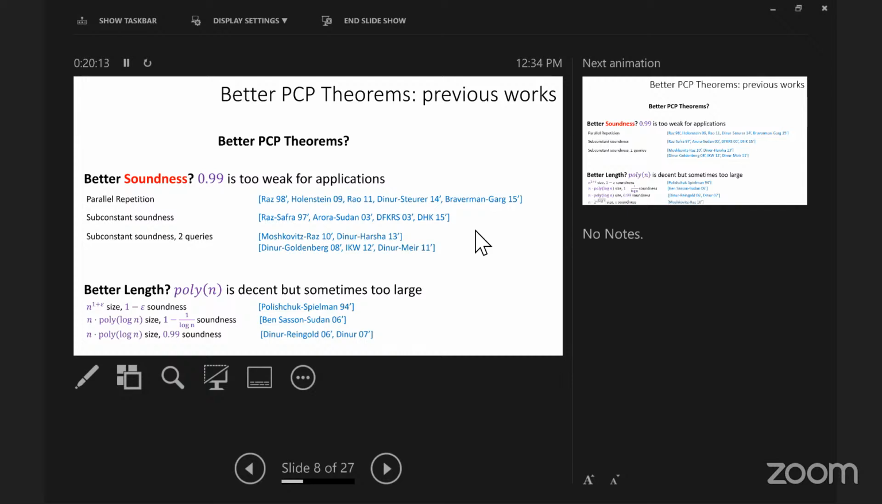And following that, Dinur in 2007, building on this Ben Sasson Sudan work, showed how you can get the same size PCP, but with soundness which is bounded away from 1. So she was the first to get quasi-linear PCP with soundness which is bounded away from 1.